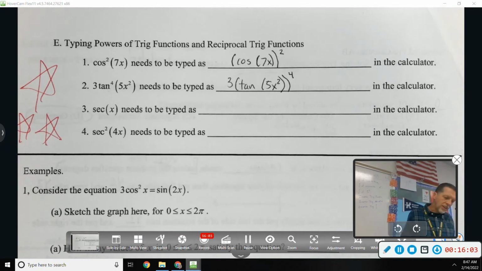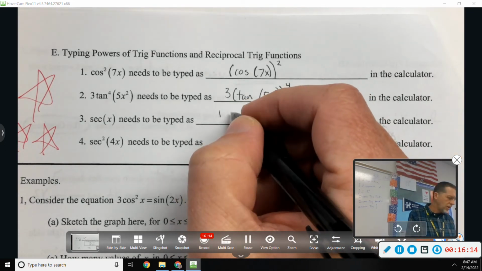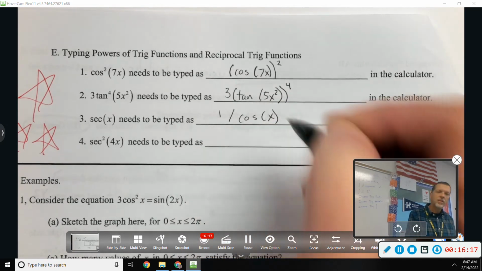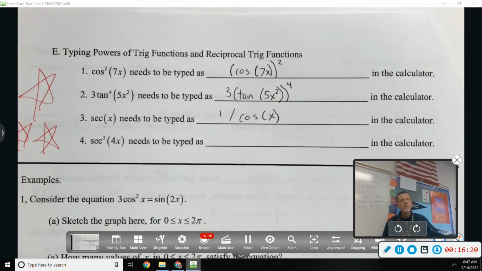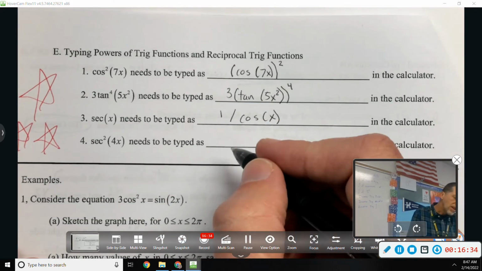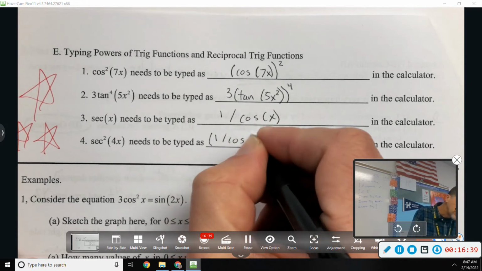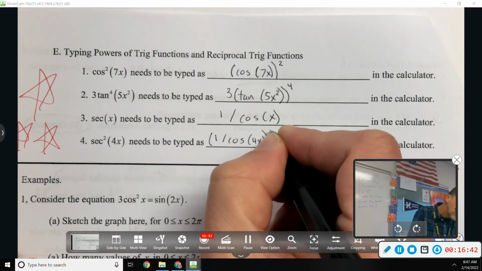All right, secant. Well, there's not a secant button on the calculator. So what is secant? 1 over cosine. So you're just going to do 1 divided by cosine of x. Secant squared means we'll need to square the 1 over cosine of 4x. And you could square, I'm going to show it both ways. 1 over cosine of 4x squared.